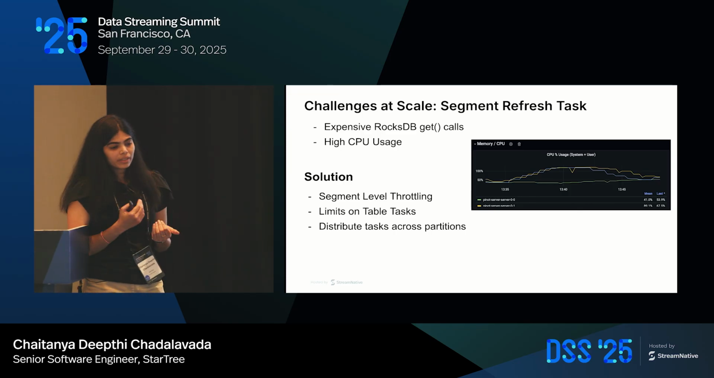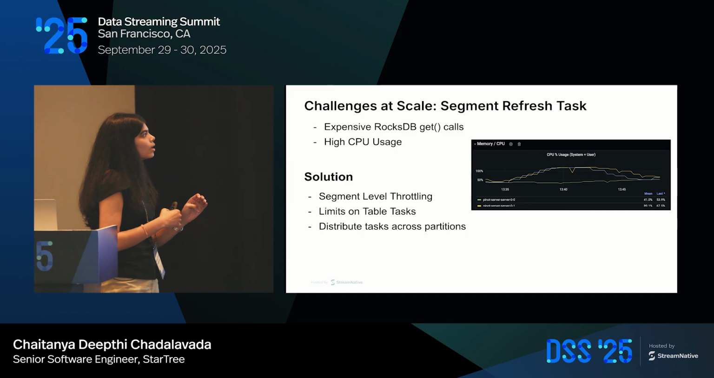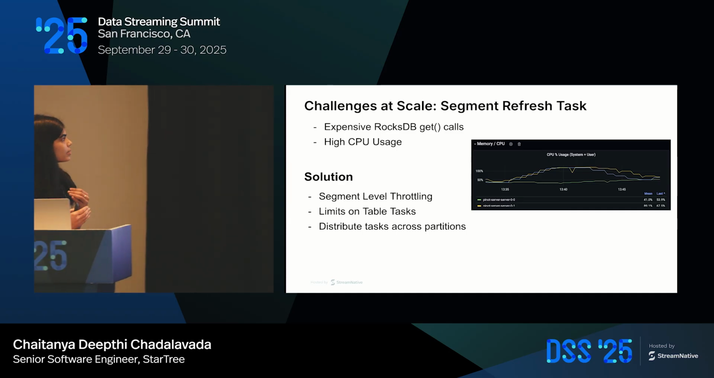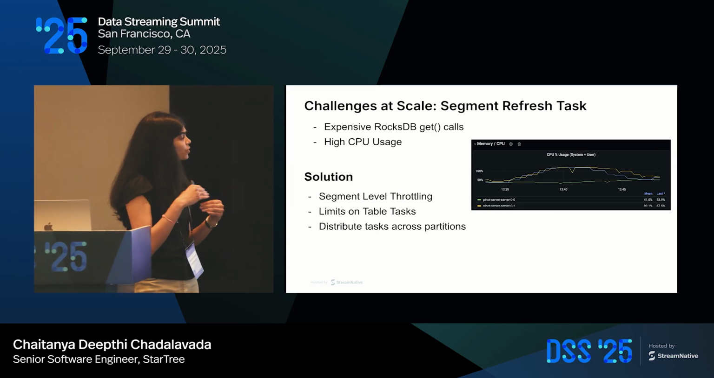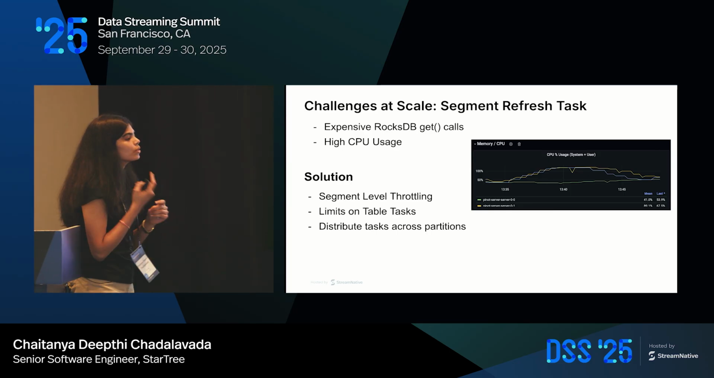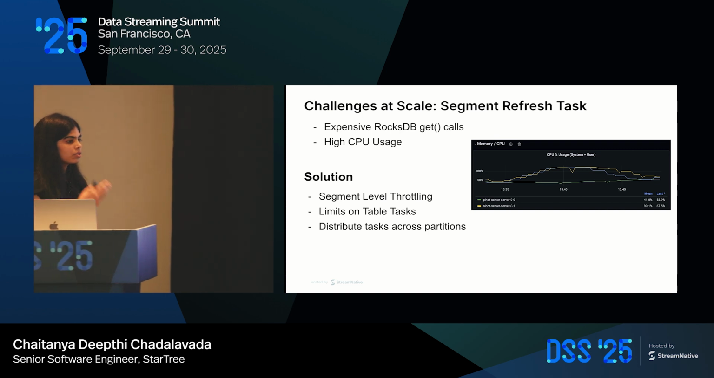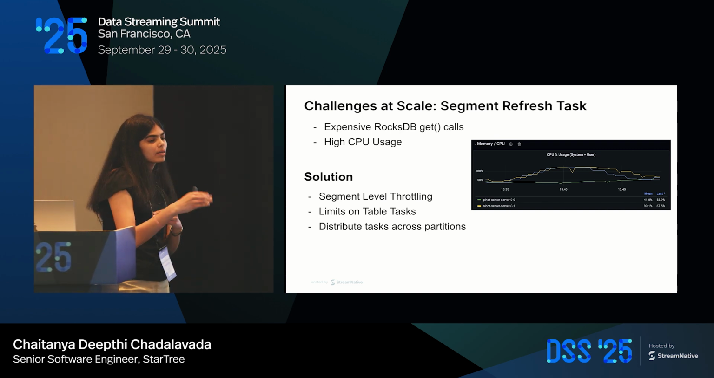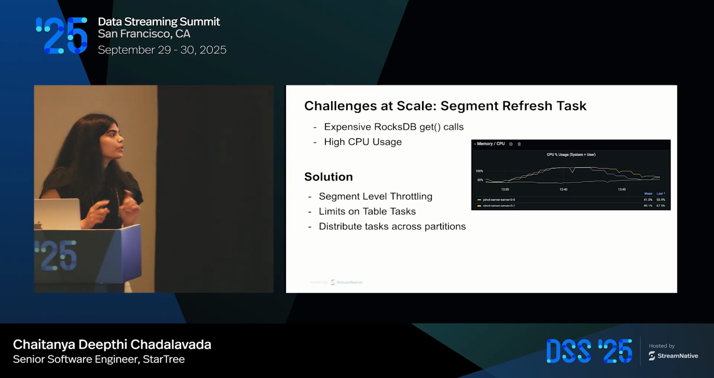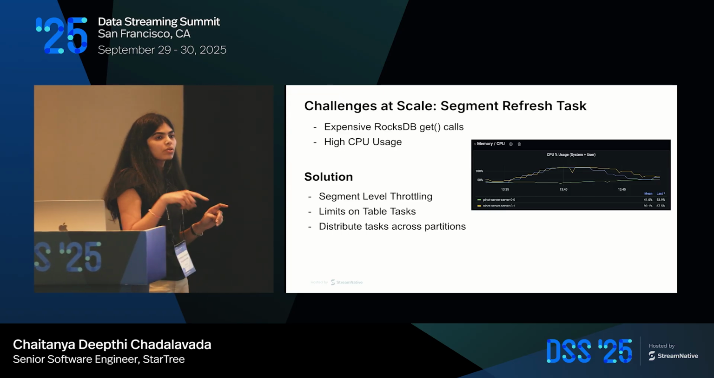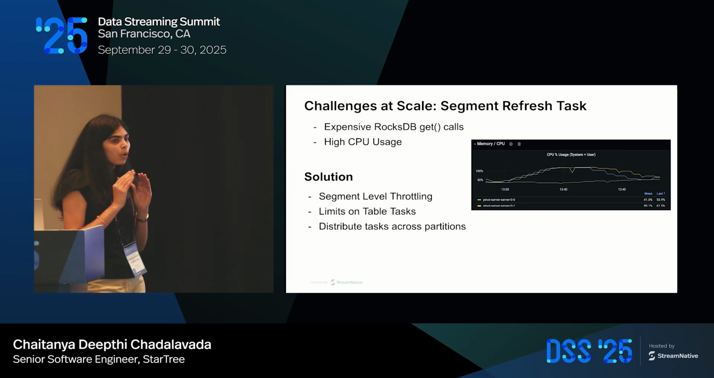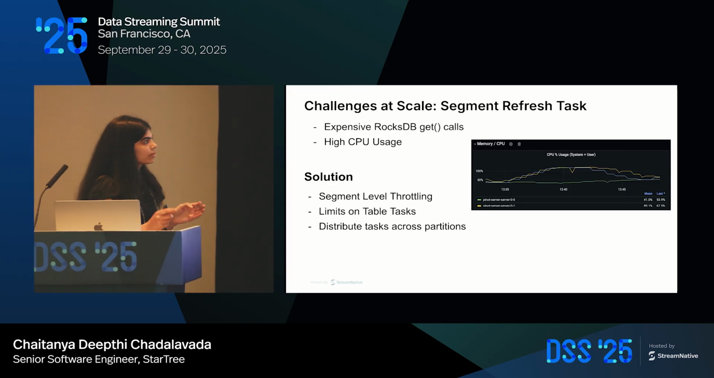So obviously what we did was, since it was a background task, which was not important to the servers, we tried to limit the number of segments that need to be generated or updated at server level. So we tried to throttle the number of segments that get generated and limited the number of tasks on the Minion side. And we also distributed these tasks across all the partitions so that a single server or a single partition is not overloaded with too many tasks.